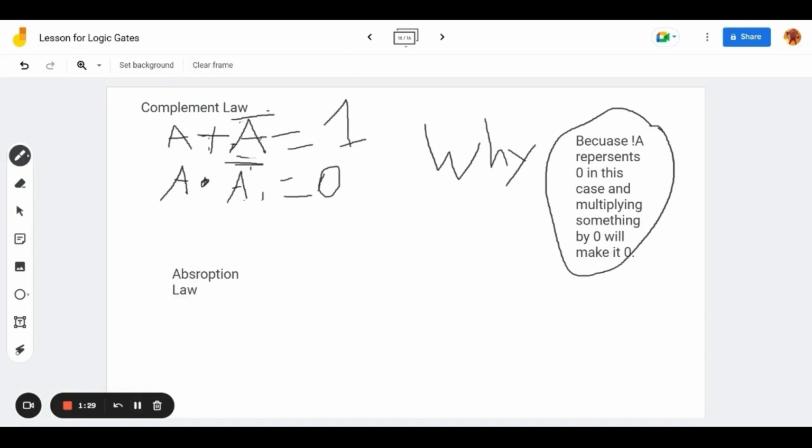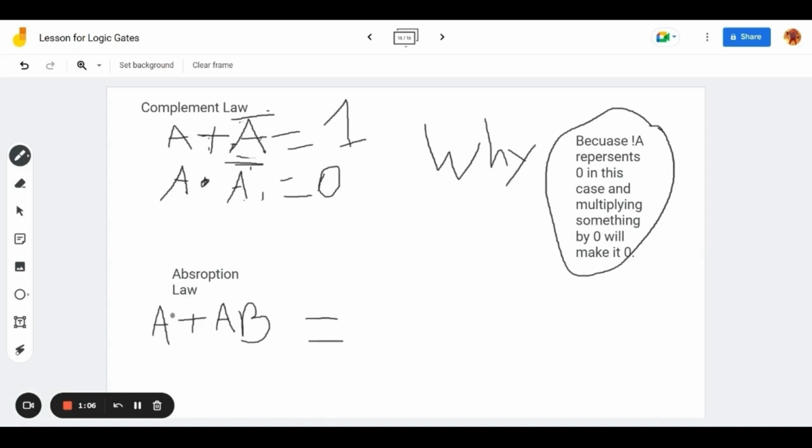What is the absorption law? Absorption law just deals with absorbing a variable, if there is a common variable between them. Here's what I mean. Here is A plus AB.